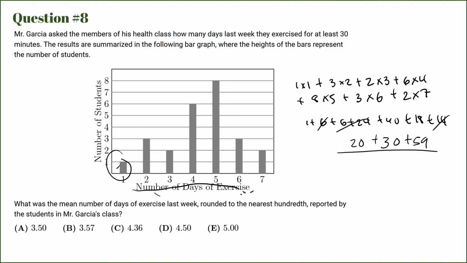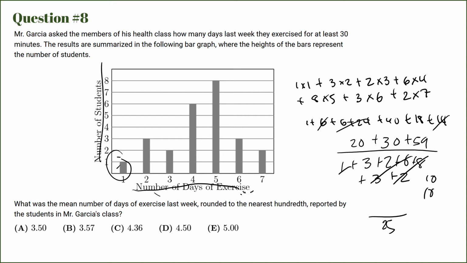So that'll be, or no, the number of students. 1 plus 3 plus 2 plus 6 plus 8 plus 3 plus 2, which would be 10, another 10, and then 25. So 25 over 109. So then this is approximately 4, or C.